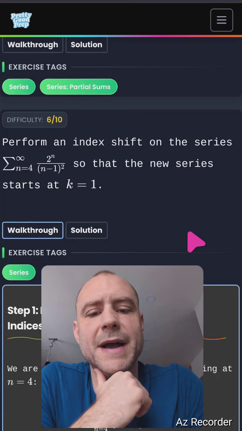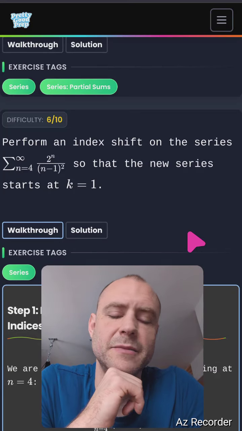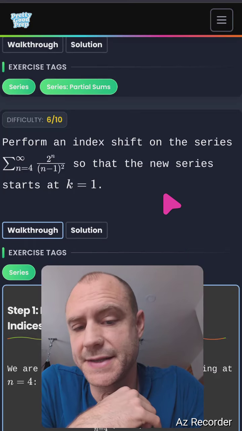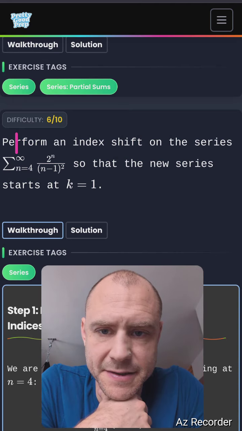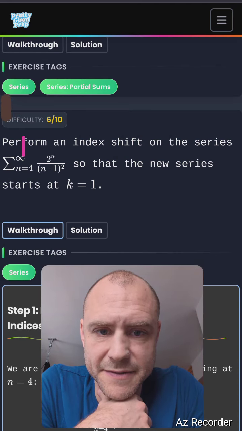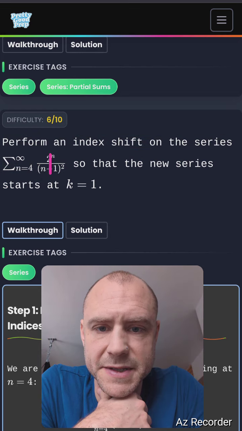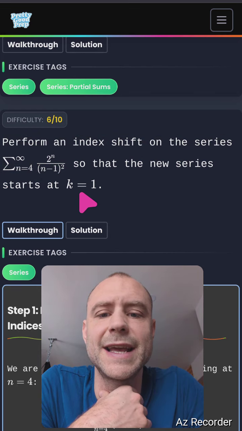I'm going to call this one a math exam skill. It's not necessarily going to be a standalone question, but it is essential when working with series, power series, things like this. So the question is this: perform an index shift on the following series so that the new series starts at k equals 1.